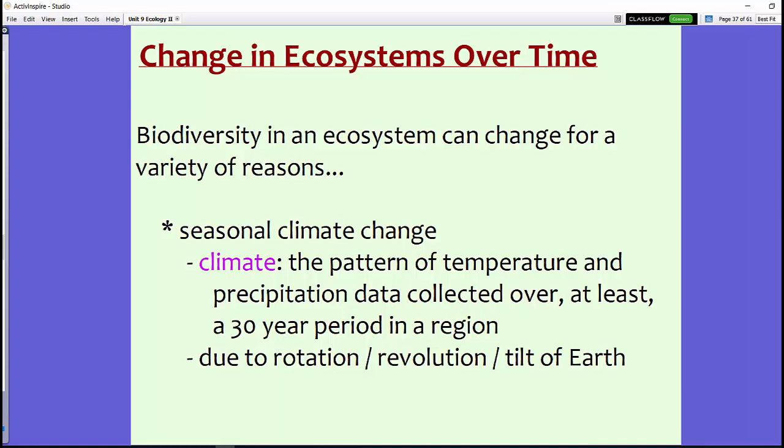That's definitely going to change the biodiversity in an ecosystem. A lot of times birds do migrate. Some types of other organisms might go into hibernation. So seasonal climate change has a definite factor in order to change an ecosystem over time. Now, this again, it's seasonal, so it could change within the year.